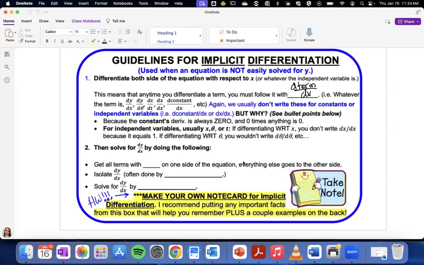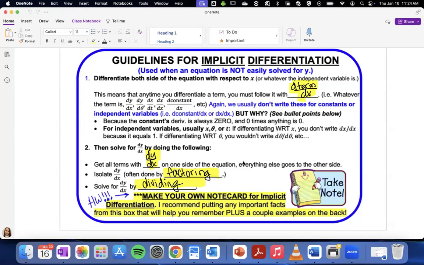Then we solve for dy over dx by getting all terms with dy over dx on one side of the equation, and everything else goes on the other side. Isolate dy over dx, often done by factoring. And finally, to solve for dy over dx, you just solve by dividing, like we did. That's typically what you do. There are different techniques for different problems.